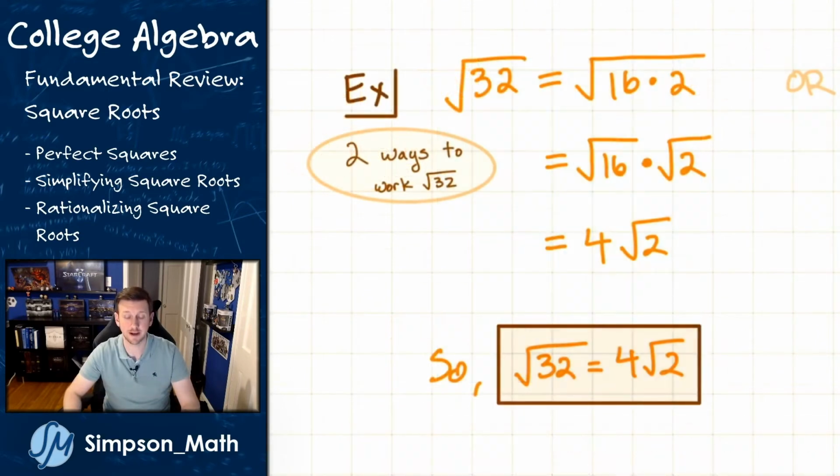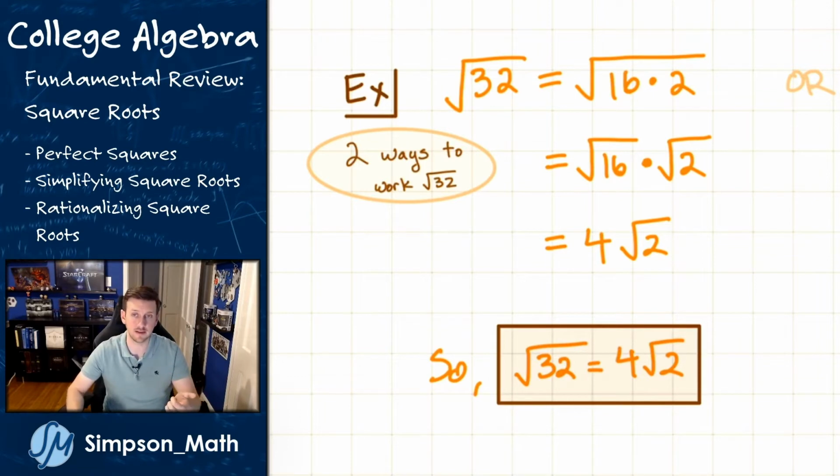All right, so welcome back. Here I see that the largest perfect square within 32 is 16. 16 times 2 is 32. So I can pull that 16 out as just 4, because square root of 16 is 4, and I'm left with 4 square root of 2.